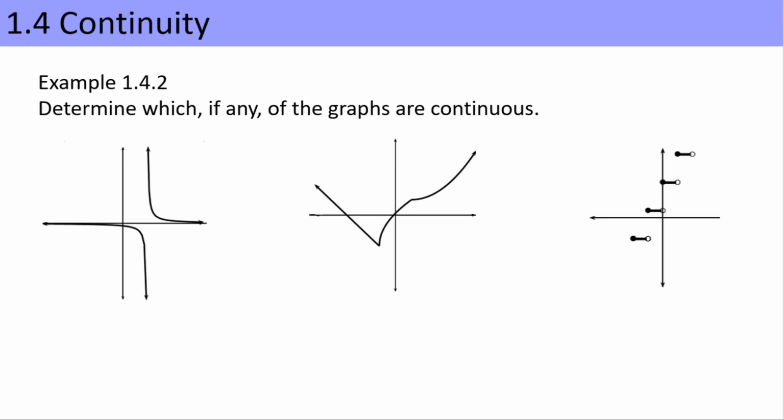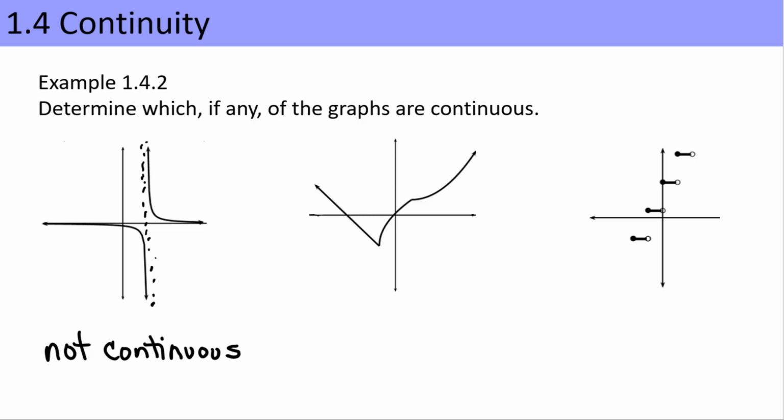In example 1.4.2, we will still continue with some more algebra refreshers. Determine which, if any, of the graphs are continuous. The informal definition is that we can draw the graph without lifting our pen. So for the first graph, we appear to have a split somewhere in the first quadrant and the fourth quadrant. In fact, it's probably clear that we have a vertical asymptote splitting the two pieces of the graph. And because you have to lift a pen, we will say that this is not continuous.